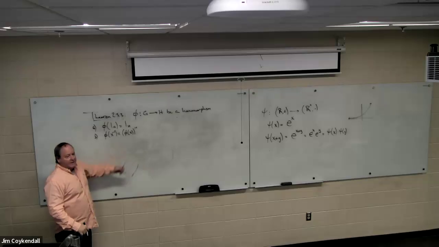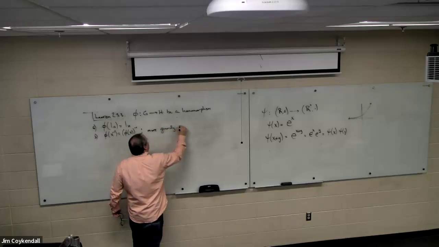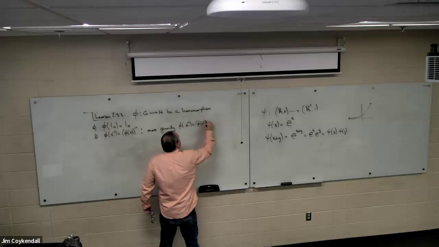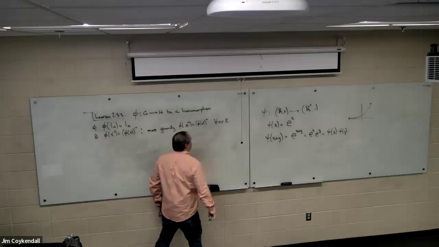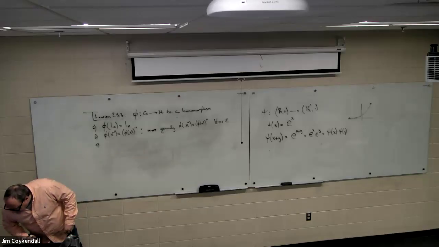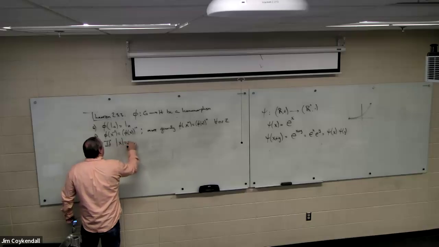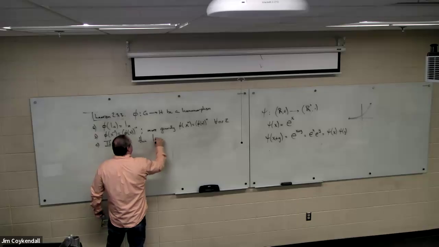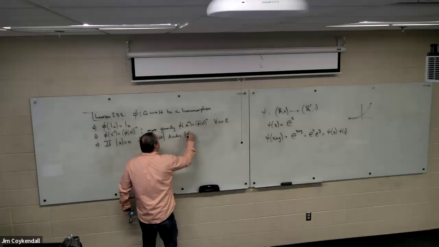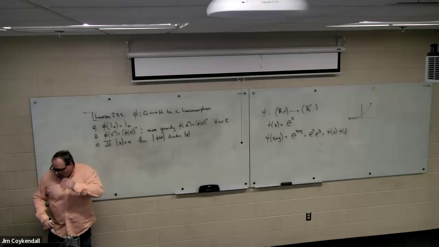Phi of the inverse is the inverse of phi of X. And more generally, phi of X to the n power is phi of X to the n for all n in Z. If the order of X equals n, then the order of phi of X divides the order of X. And actually, you have equality if phi is an isomorphism.